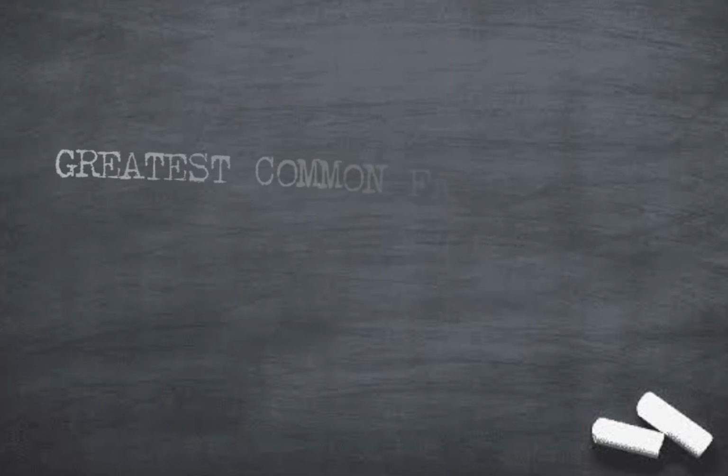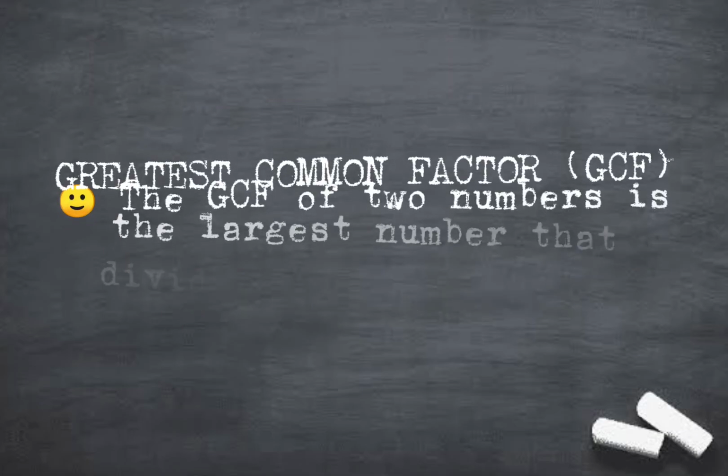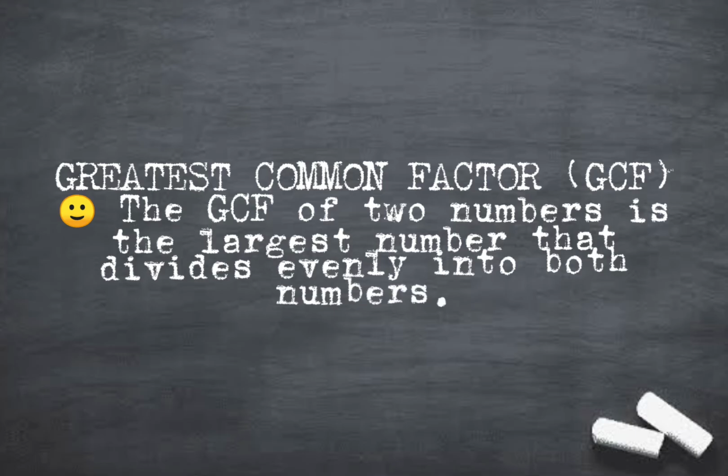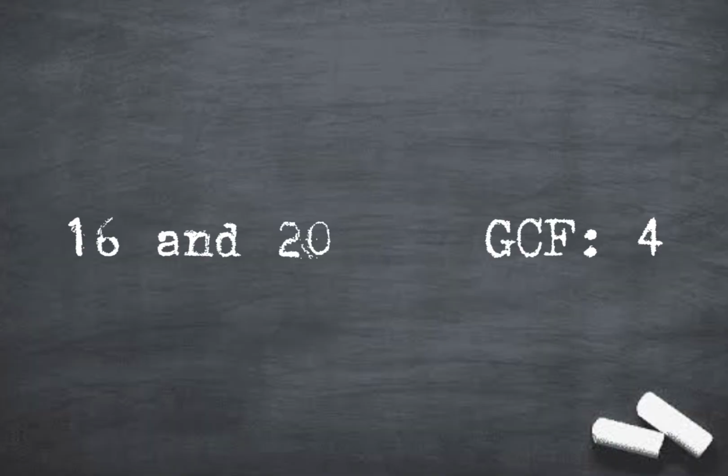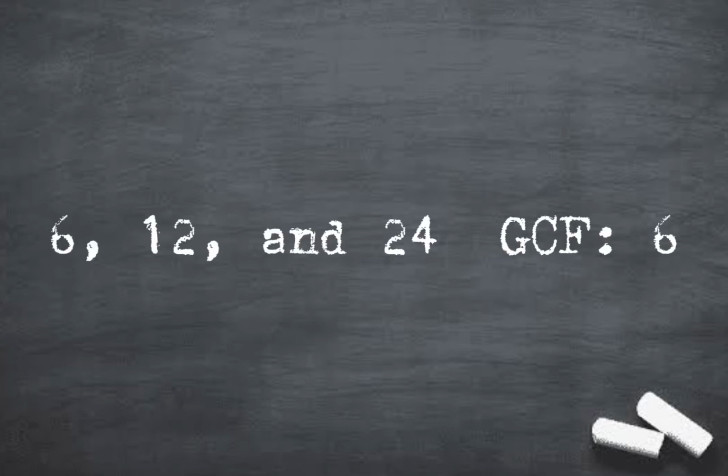Let's get started. First, let's have a review of the greatest common factor or GCF. The GCF of two numbers is the largest number that divides evenly into both numbers. For instance, the GCF of 16 and 20 is 4 since it is the largest number that divides evenly into both. Another example, the GCF of 6, 12, and 24 is 6.